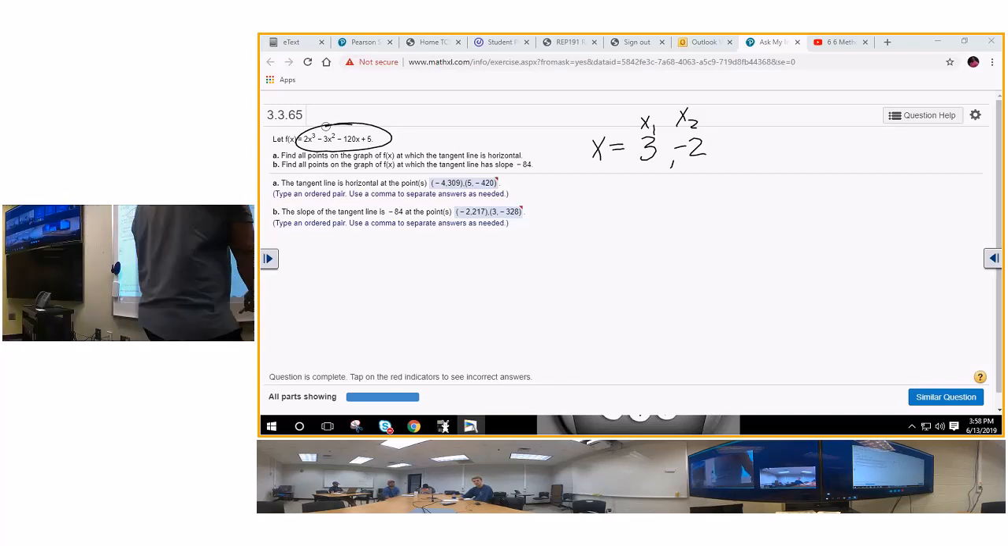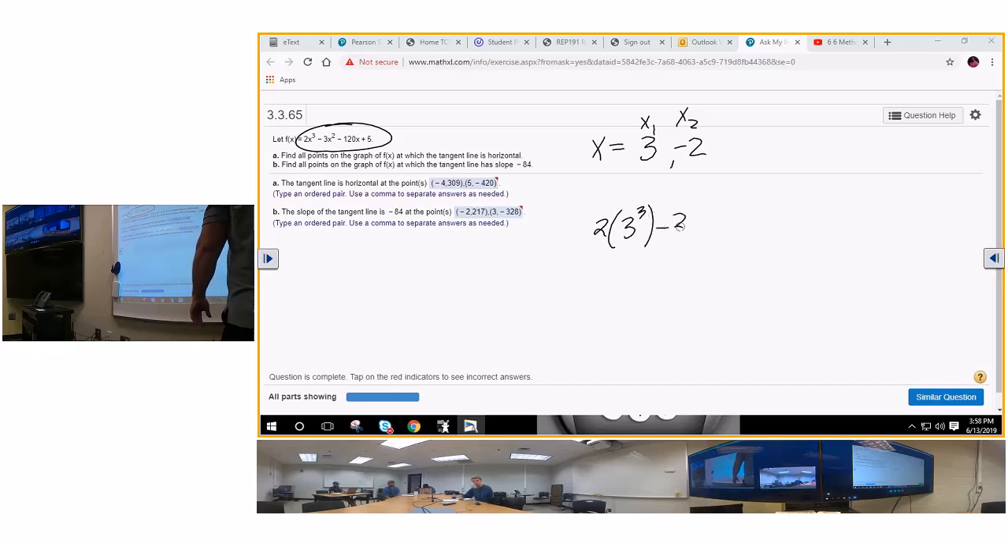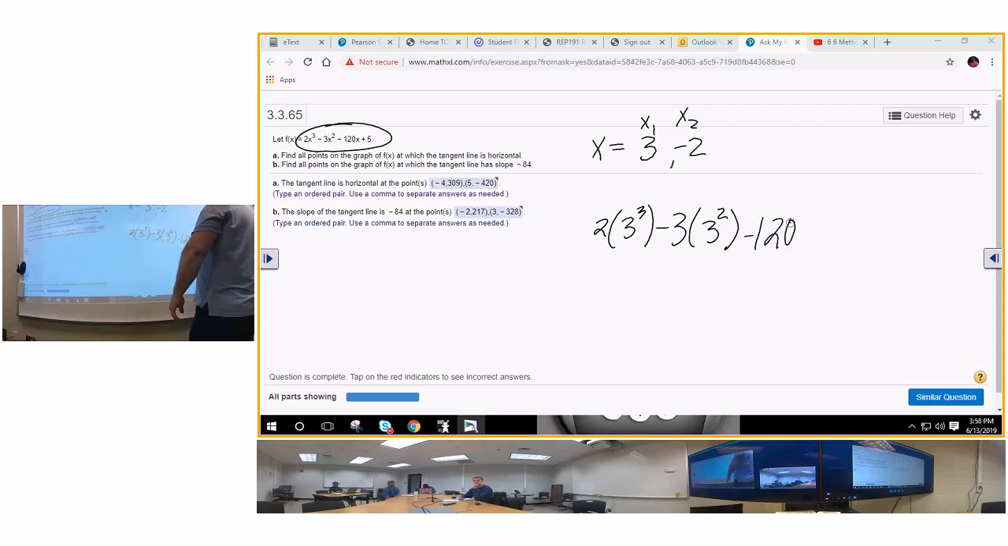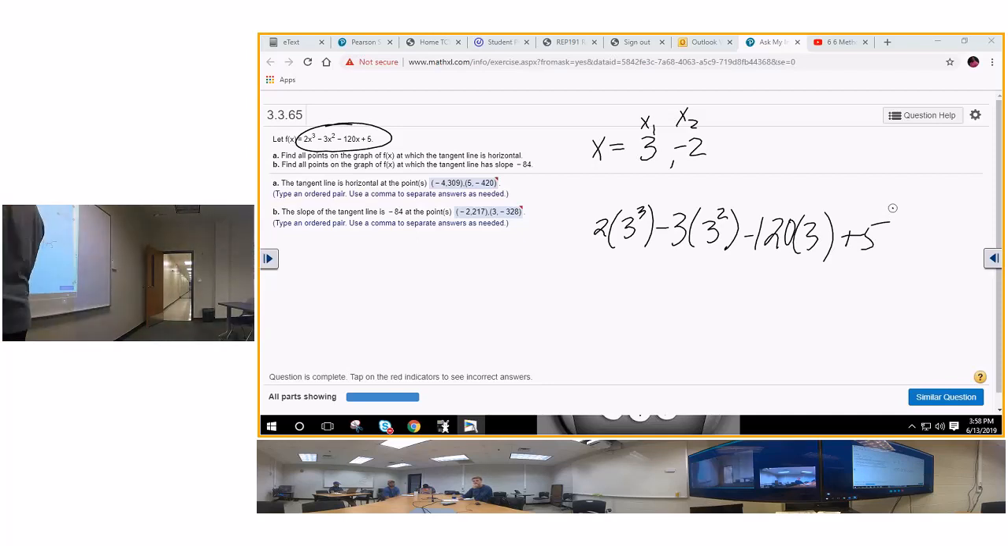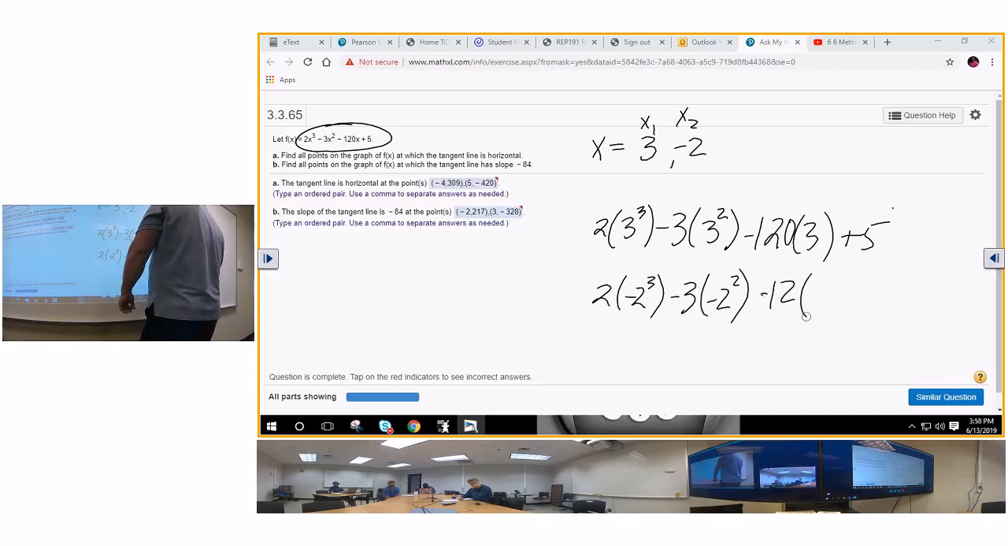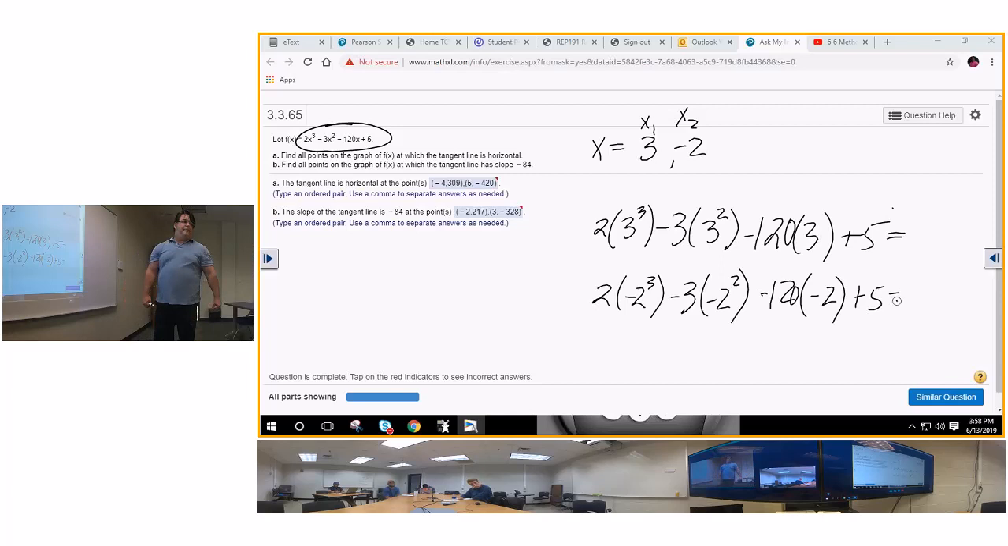So you go back to the original equation and plug and chug. That's going to be 2 times 3 to the third minus 3 times 3 squared minus 120 times 3 plus 5. Crank that out. And then what's the other plug and chug? Negative 2. 2 times negative 2 to the third power minus 3 times negative 2 to the second power minus 120 times negative 2 plus 5. All right? Y'all crank those out on your calculators and see what you get.